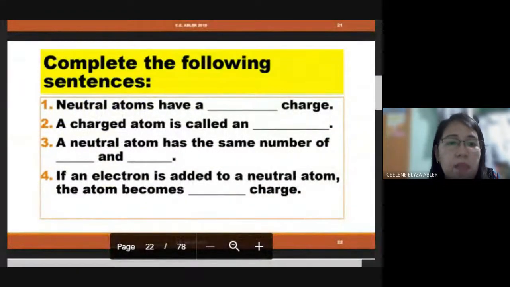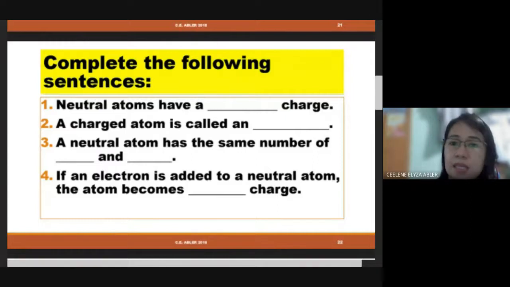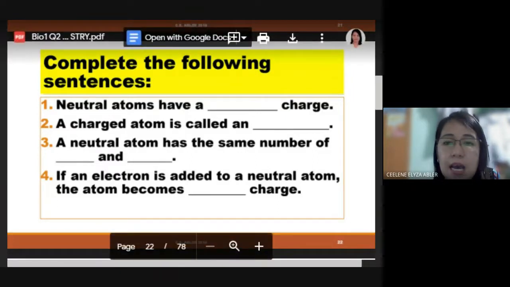Okay, so let's have this one: complete the following sentences. What will we answer in these blanks? For number 1, we have the neutral atoms. Do they have a positive, negative, or neutral charge? Since they are neutral, they don't have any charges. So the answer for this one is 0 charge or no charge.